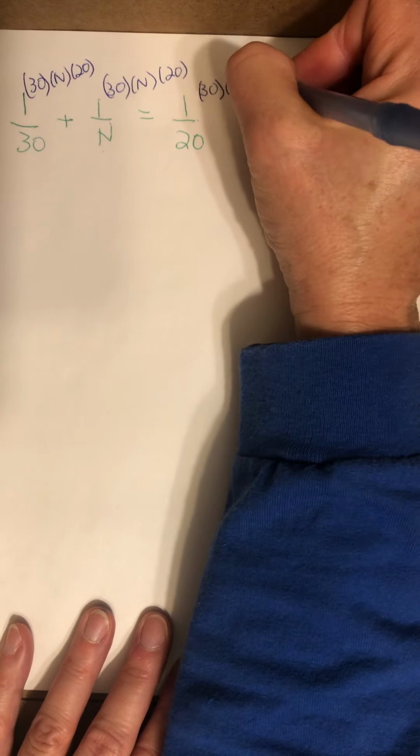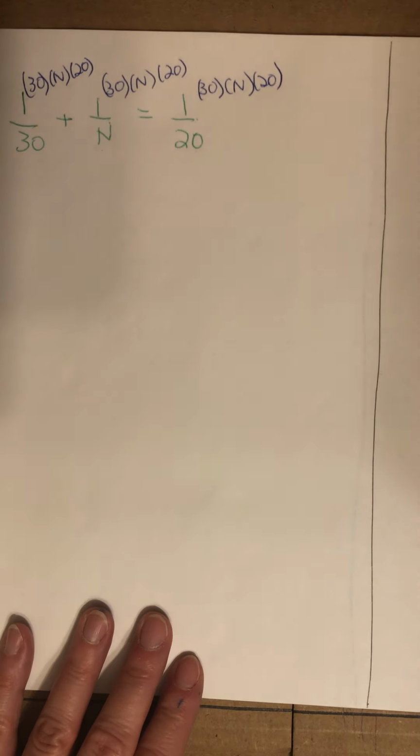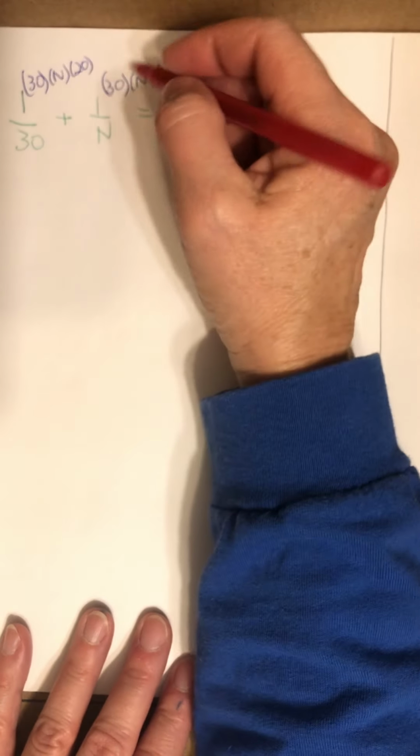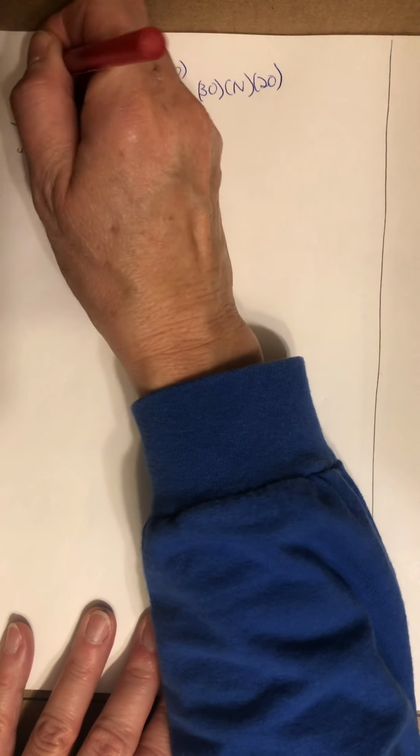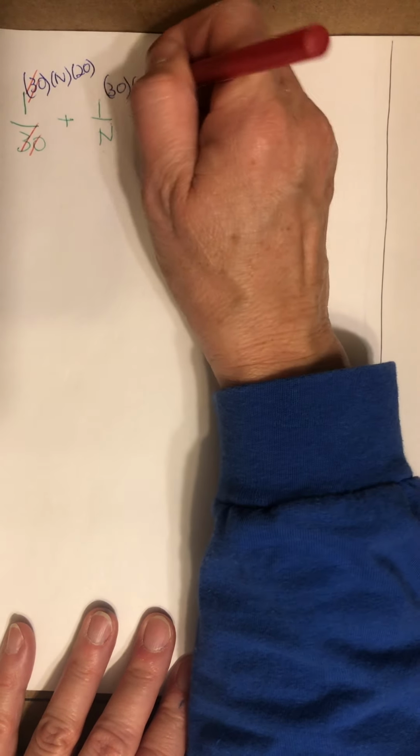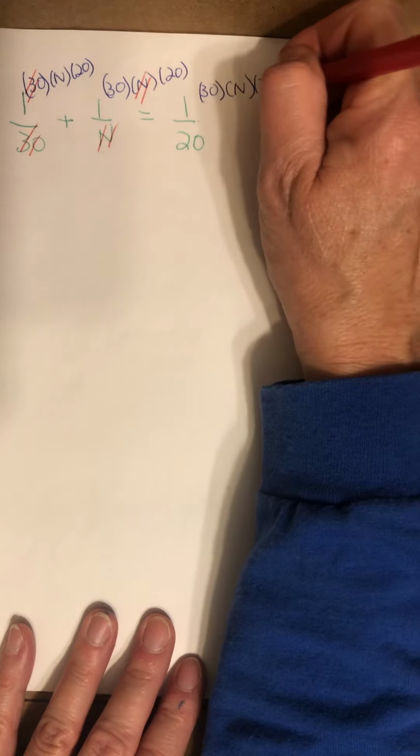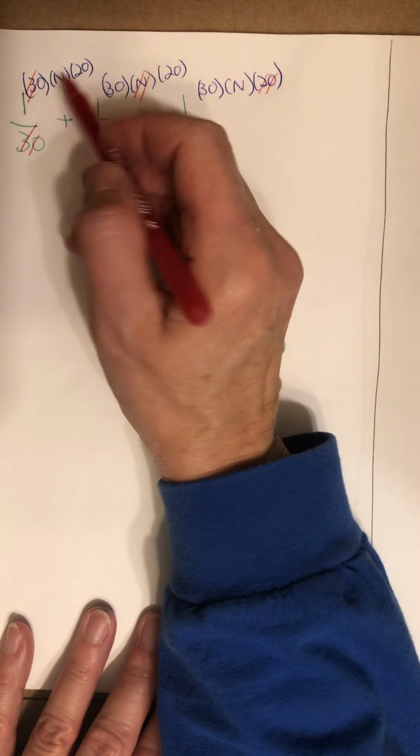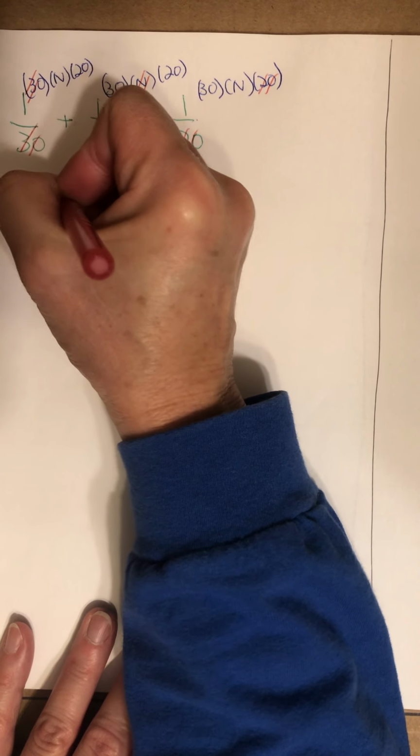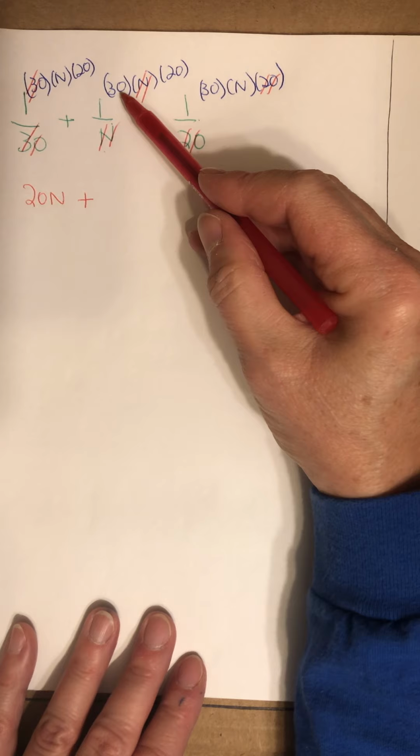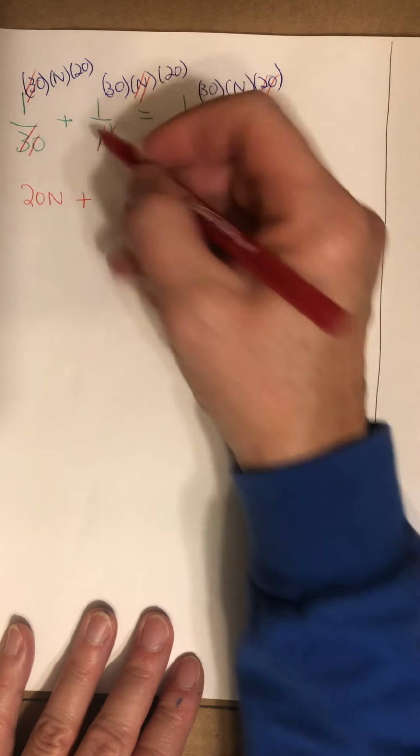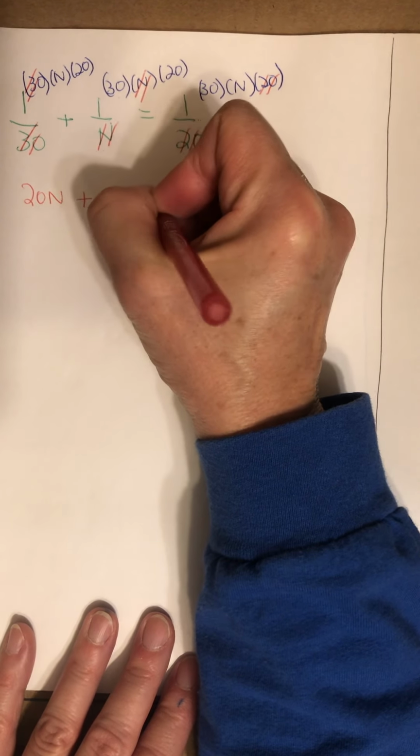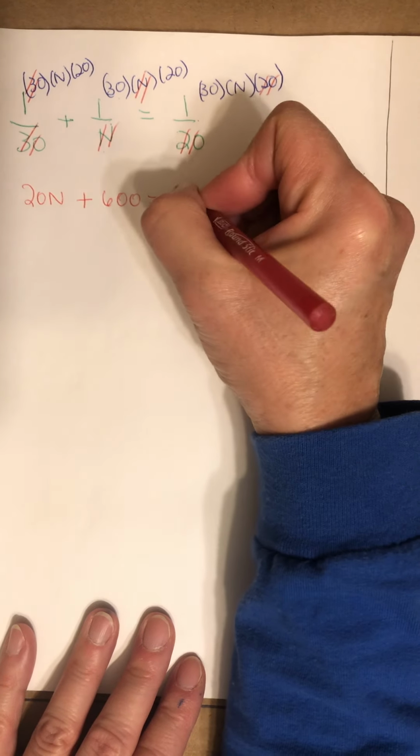Okay, you know what to do next. Go through and cancel out common factors, numerator, denominator. 30 cancels in the first, n cancels in the second, 20 cancels in the third. Let's go through and multiply what's left. In the first term, 20n is left. Plus, in the second term, 30 times 20 is 600. And in the last term, 30n.